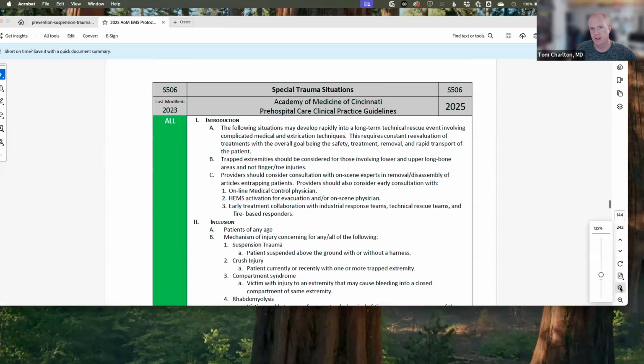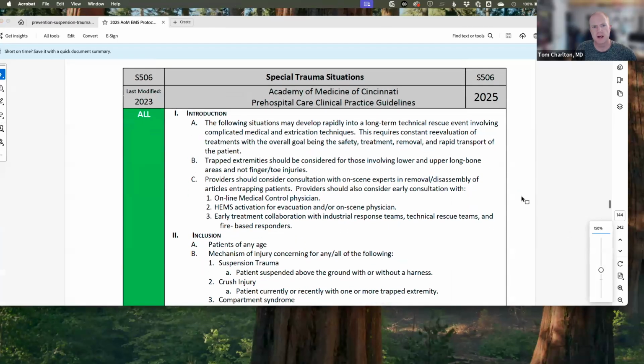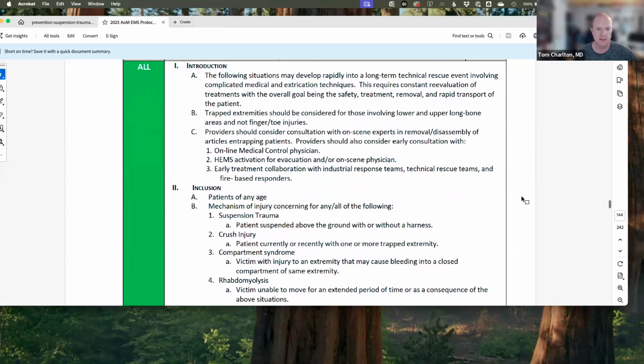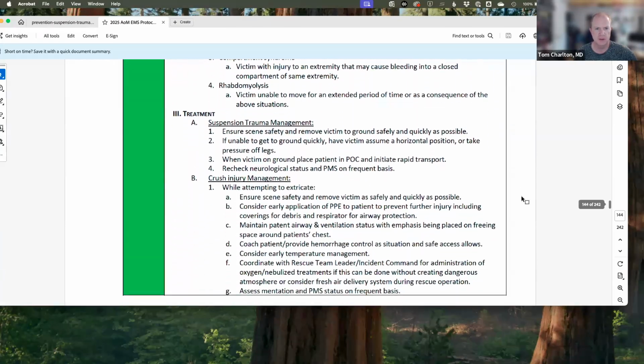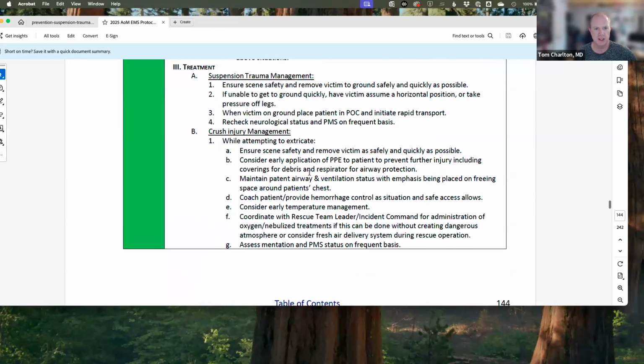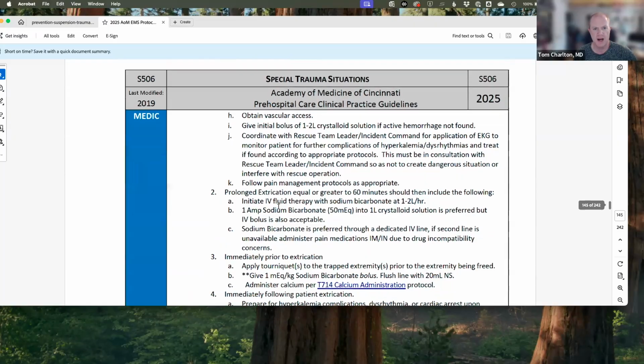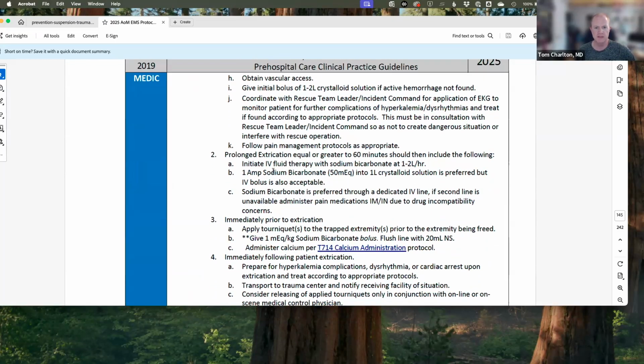All right. So we do have a protocol that spells this out, S506. It's in the trauma section, and it does go through a lot of these types of things with treatment, suspension trauma, crush injury, et cetera, and helps walk you through the steps medically of what you're supposed to be doing.